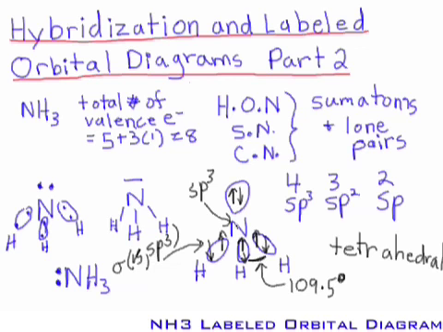so that you might be better able to determine what's going on and how to do a labeled orbital diagram. So let's try an example here. And what we're going to look at is, suppose you were asked to draw the labeled orbital diagram for CH3CN.